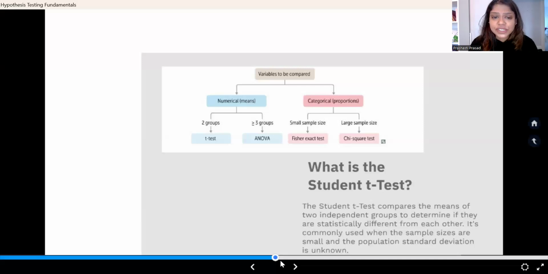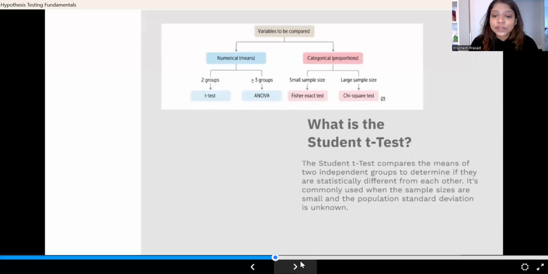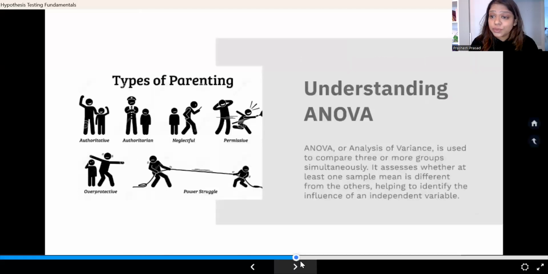So speaking of the first test we have on here, the student t-test, we basically compare the two means of independent groups to see if there is a statistical difference between the two groups at all. And this is also a very commonly used test. Next, we have what is known as ANOVA, which we said is used for 3 or more groups for comparing their means, and it stands for analysis of variance.